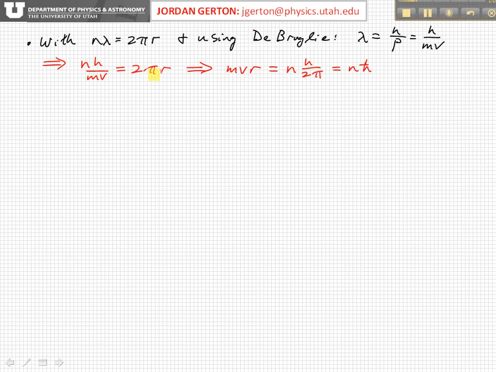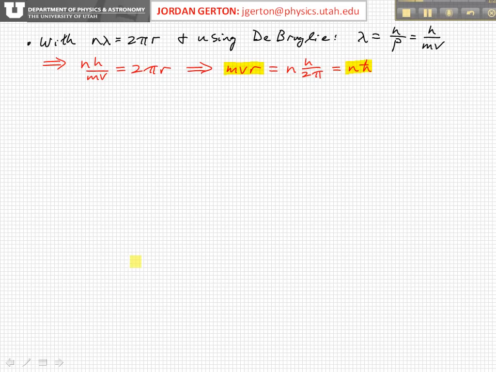Okay, and so if we rearrange this, we find that mvr is equal to n, the integer, times h over 2 pi, Planck's constant divided by 2 pi, which we know is h bar. h bar is Planck's constant divided by 2 pi. And so now we have this relationship here, which is important.